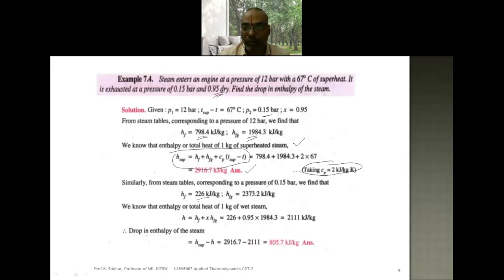And similarly go to the next condition of the pressure, that is 0.15 bar. At 0.15 bar also you note down the value of hf as well as hfg, but he has clearly given that it is wet steam because the dryness fraction is 0.95. So just use the enthalpy of wet steam, h is equivalent to hf plus x into hfg, substitute the x value, and here we find this is the H1 value, and let us say it is H2. So drop in enthalpy of the steam is nothing but H1 minus H2. We are able to get 805.7 kilojoules per kg.